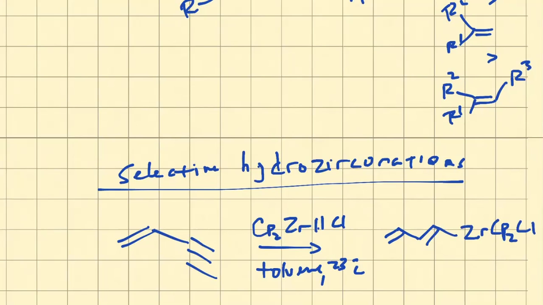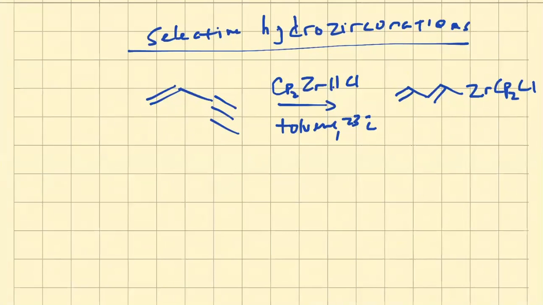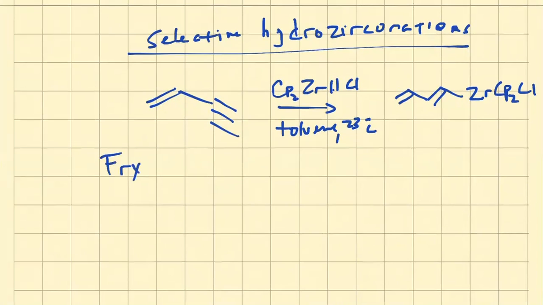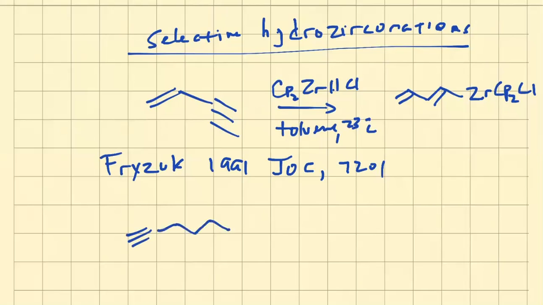And this is a great strategy. This was done by Fryzuk in 1991, and this is in JOC, page 7201. You can also selectively hydrozirconate alkynes.